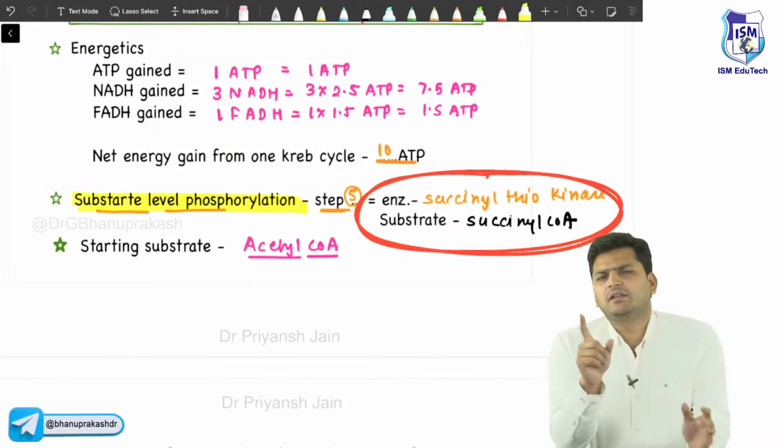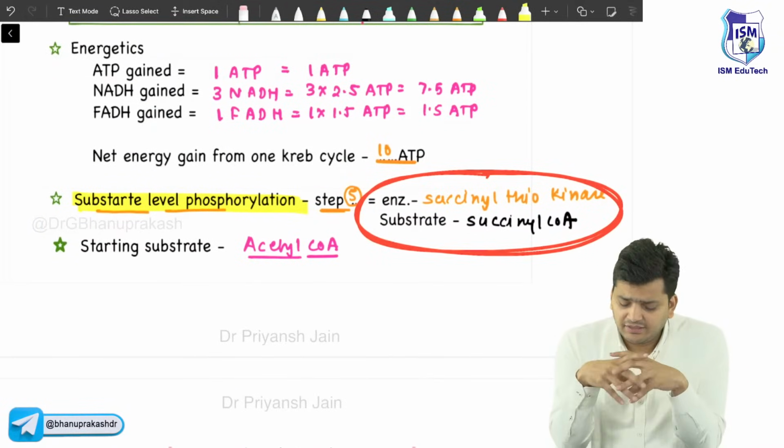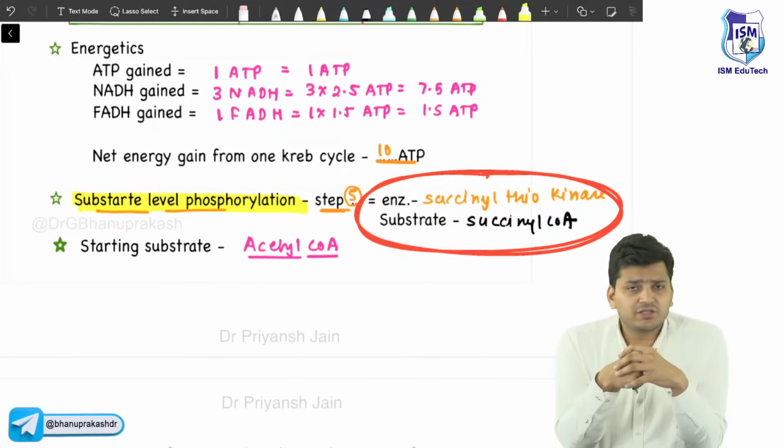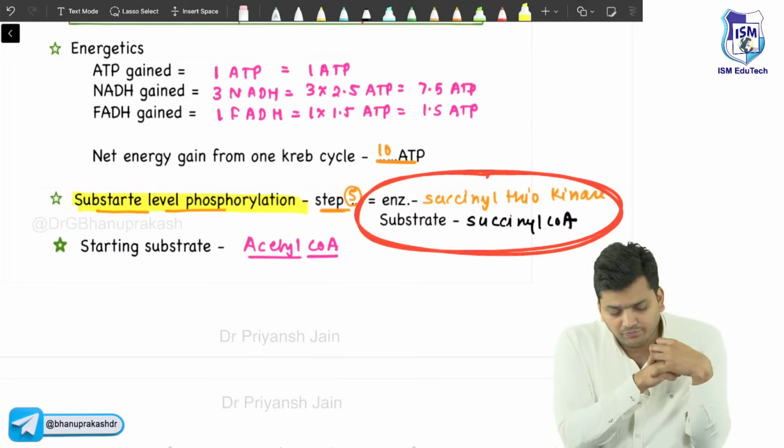There is one reaction where substrate level phosphorylation occurs, and the name of that enzyme is succinyl thiokinase. And what is the substrate for that? It is succinyl CoA.